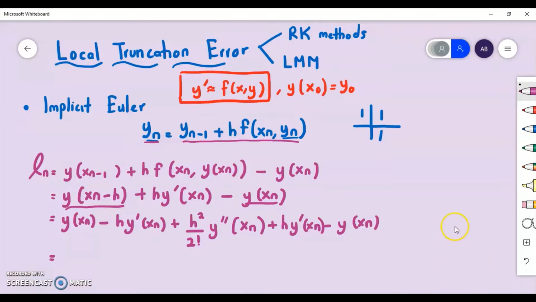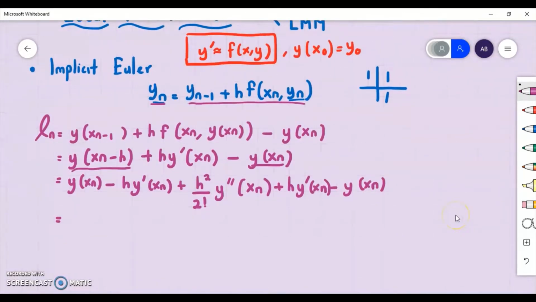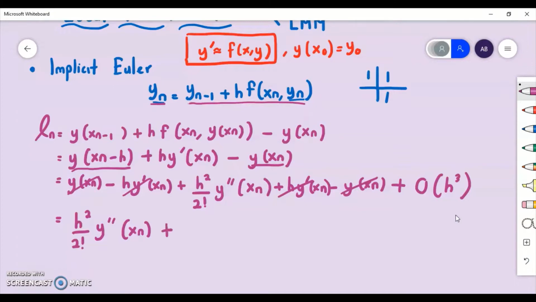Now I can simplify. This term and this term cancel out, and this term and this term cancel out. That leaves me with h squared over 2 factorial y double prime xn. Obviously there are some higher terms here, h to the power 3, that I didn't extend.